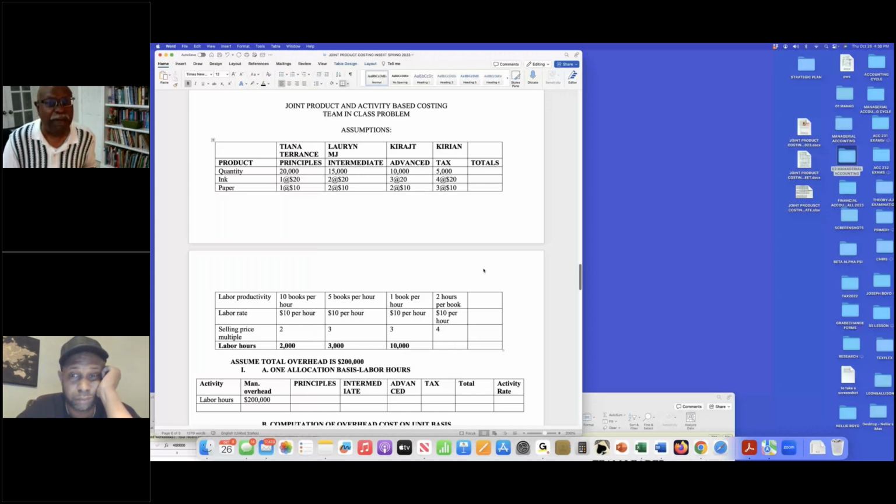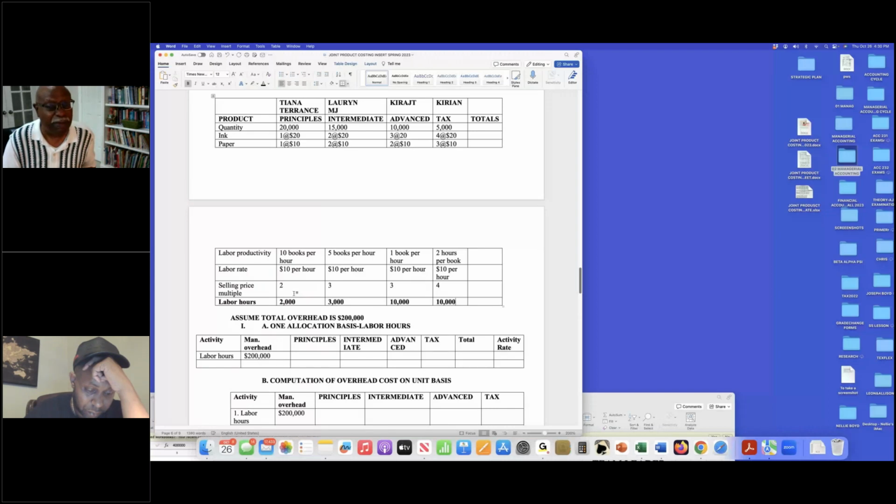2 hours per book, 5,000 books. That's going to be 10,000. Am I dividing? Multiply. Oh, so I'm multiplying 5,000 by 2? Mm-hmm. That's all you're doing. So 10,000. Oh, okay.